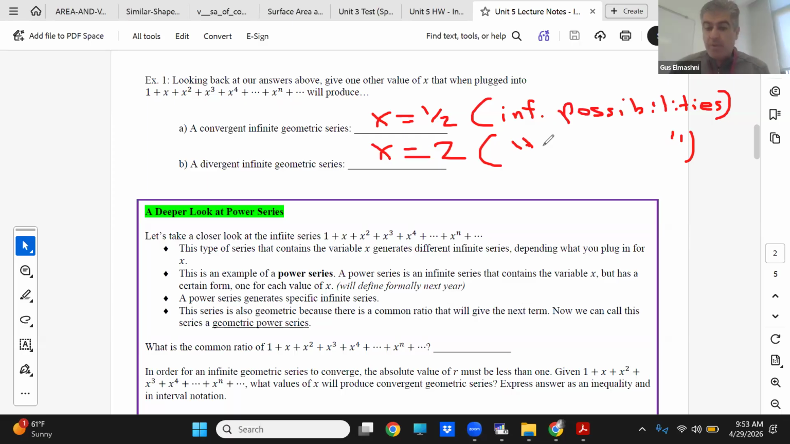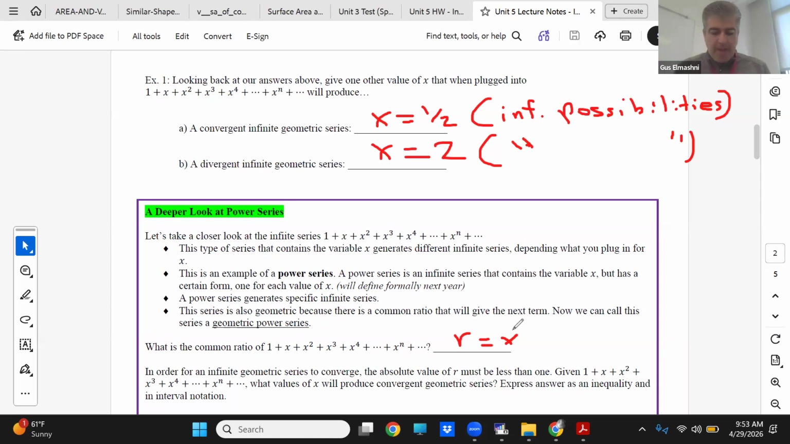This series is also geometric in nature, obviously, because there is a common ratio, and we call this series a geometric power series. And the common ratio, of course, is x. You will see some that are not necessarily geometric, like Taylor series, Maclaurin series, all these weird names. Some will involve factorials, things like that. But this is actually, I think, one of the more straightforward ones.